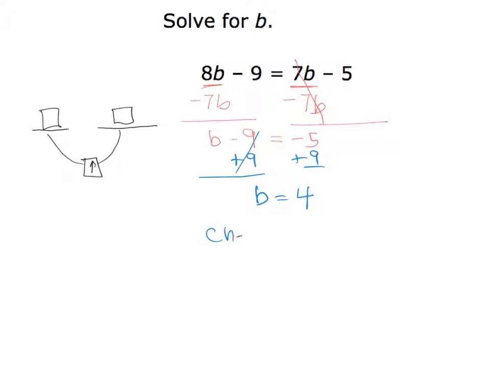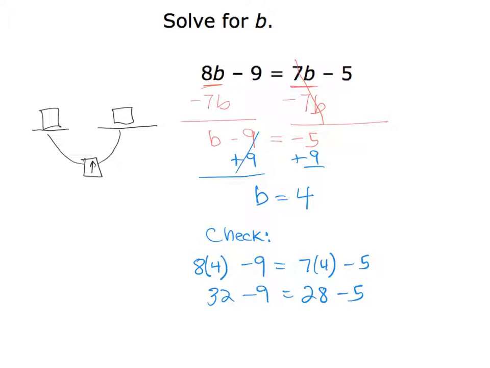Now, as usual, we should really do the check step. Remember, when you're solving equations, you should always be able to tell if you did it right or not, because you can plug your solution back in. Is it true that 8 times 4 minus 9 is equal to 7 times 4 minus 5? Well, this is 32 minus 9. This is 28 minus 5. 32 minus 9 is 23. 28 minus 5 is also 23, so I know it worked.